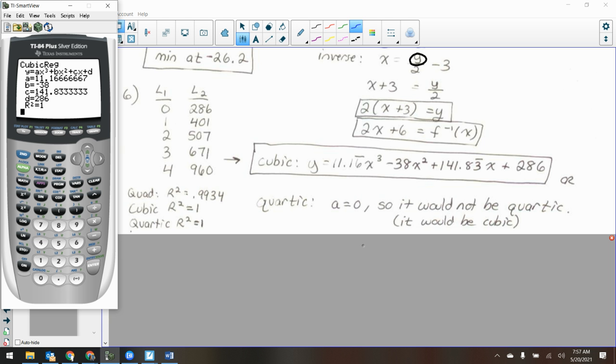Wait, how do you know which one? The highest r squared value. But if you land on something that's already at a 1, you can stop there, because that just means the subsequent ones will not be wrong, it'll just revert you back. Look, a is 0. So when you go to say y is equal to 0x to the 4th, that term will just go away. And then look, 11.16, negative 38, 141.83, 286.